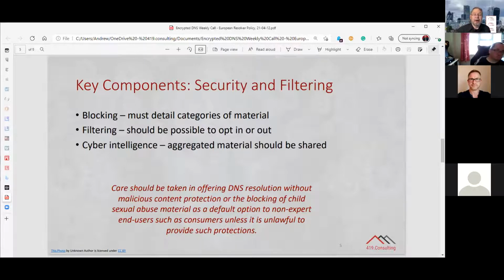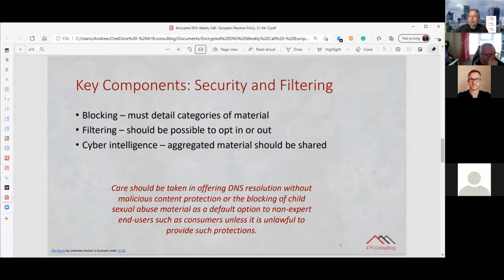Moving on to the next main component of the policy, which talks about security and filtering requirements. Key components there on blocking: details of what categories of content are being blocked should be included in the transparency and privacy document. Again, this is with the caveat of except where it's prohibited by legislation or regulation. Filtering should be possible to opt in and out of. And for cyber intelligence, aggregated material should be shared. That's very much on the basis that improving cyber intelligence is in the long-term interests of everyone, so sharing that is to be encouraged.